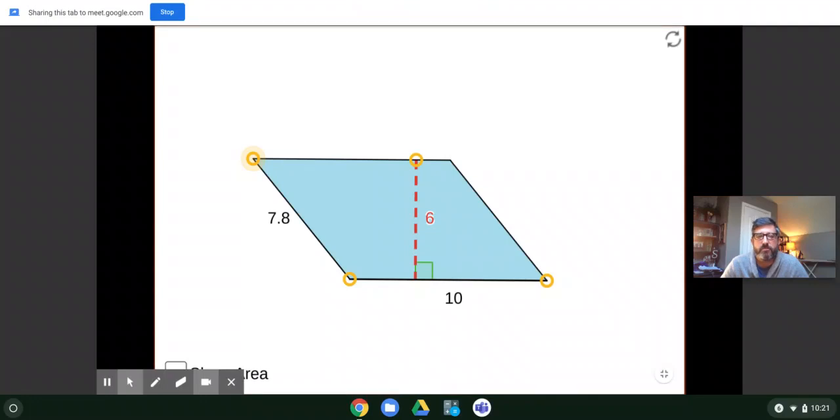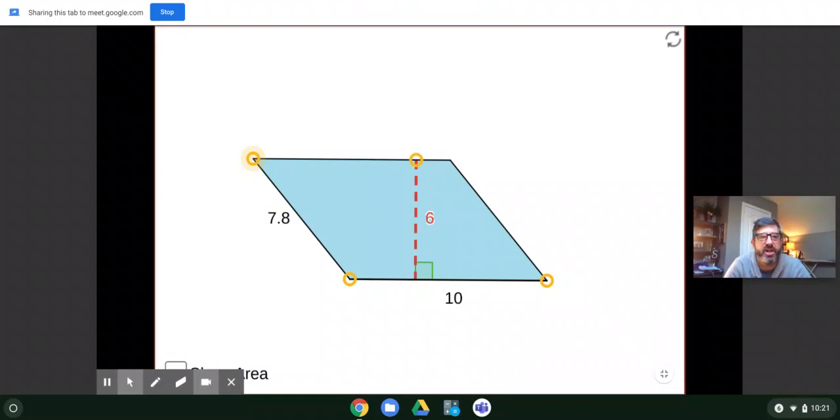10. 10, that's right. How do we know that? How do you know that that's the base? We know that because they've drawn a perpendicular line from the base of 10 up to the opposite side. So if we know our base is 10, we see our perpendicular line. What is our height? Height is 6. 6, that's correct.